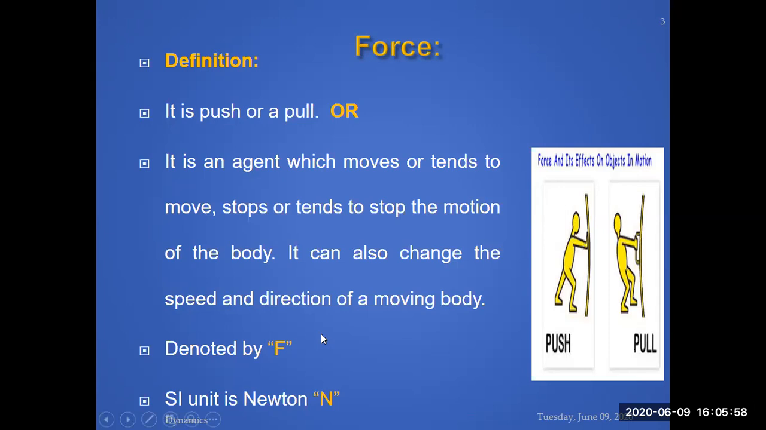Force is basically a vector quantity. It's denoted by F. Its SI unit is the Newton, represented with a capital N. I will define 1 Newton of force during the next lectures.